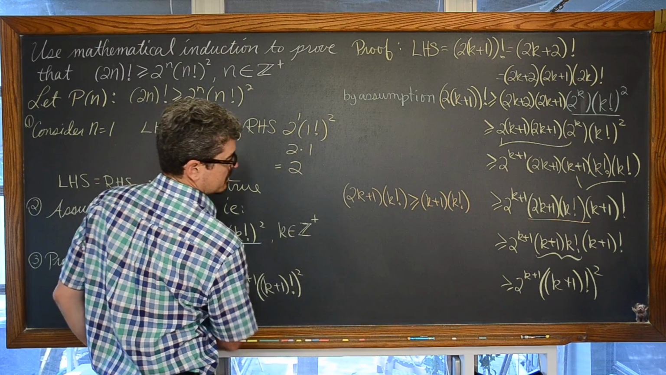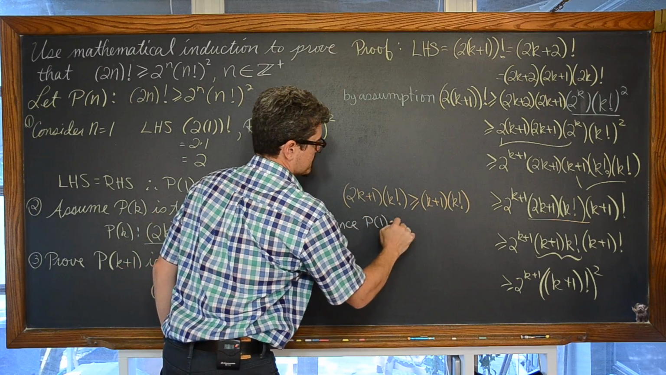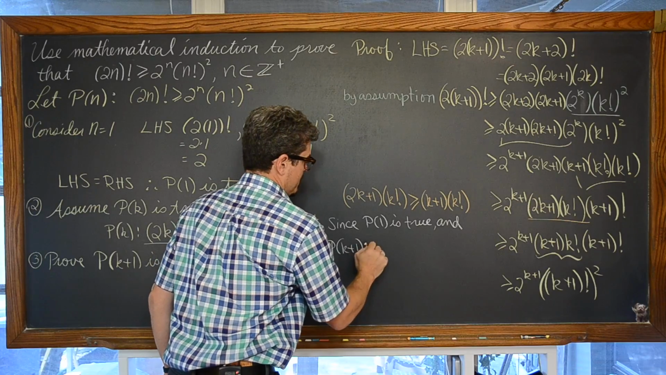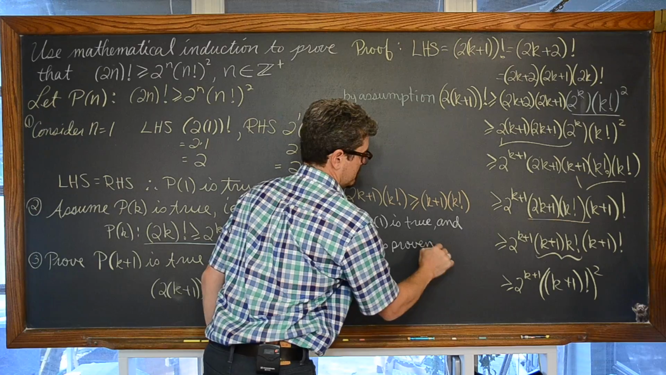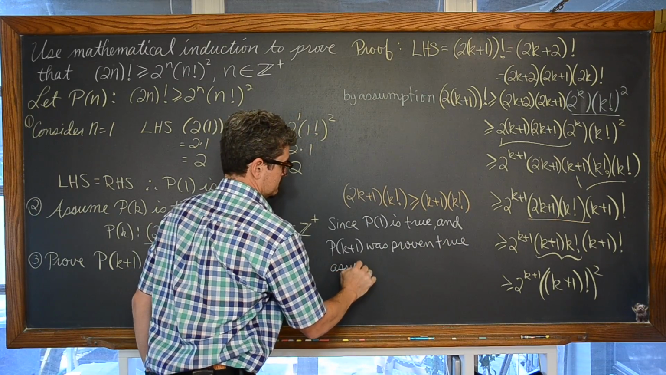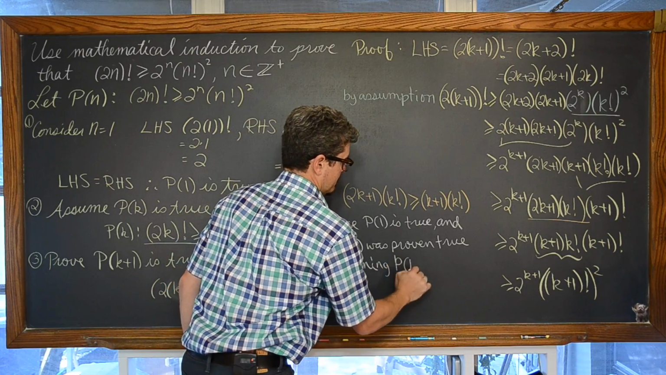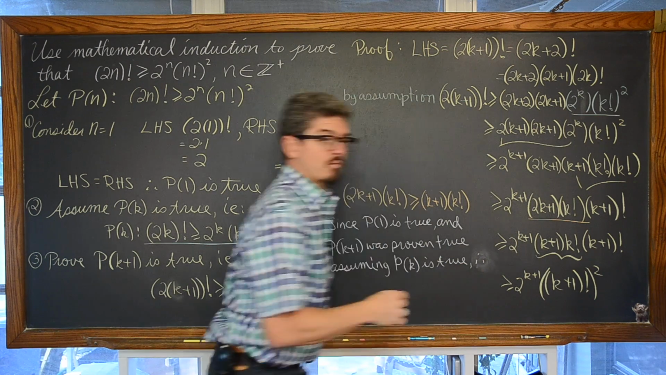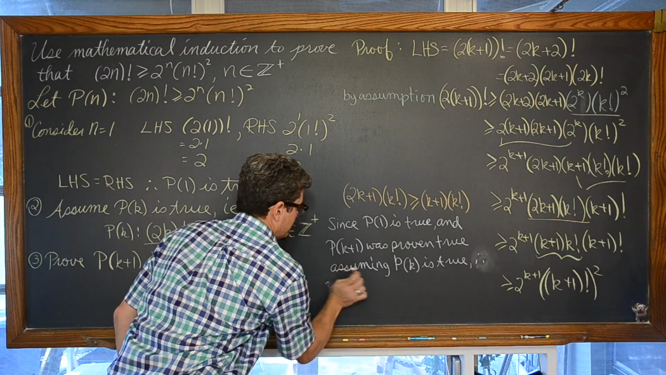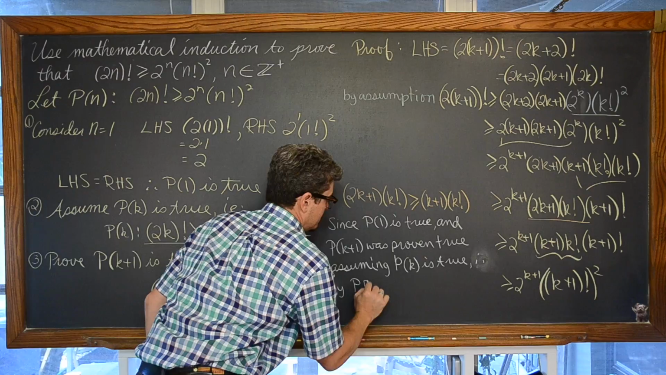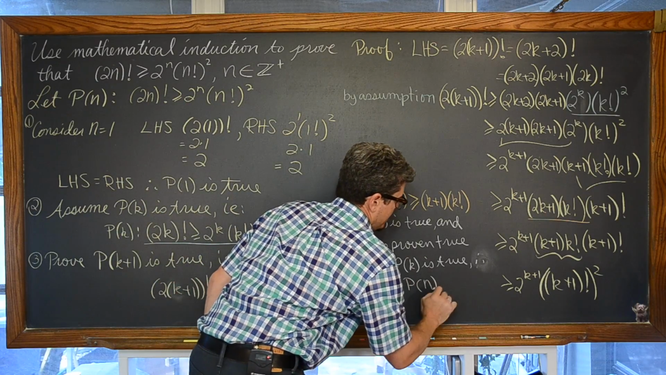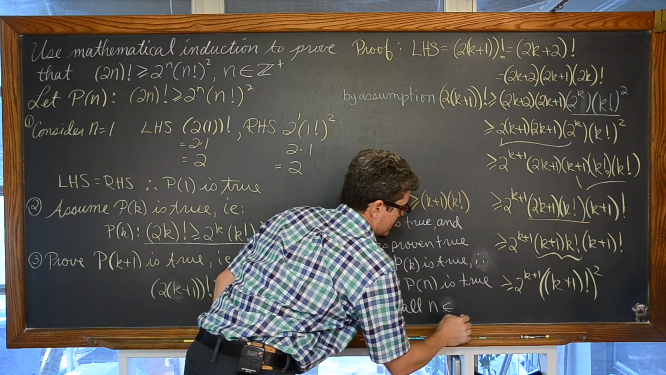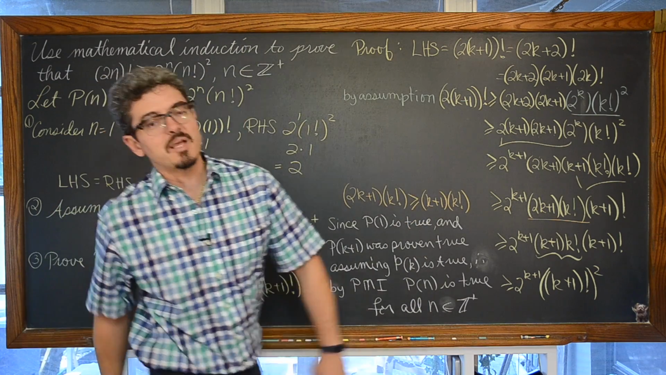So, since P(1) is true, was proven true, and P(k+1) was proven true, assuming or when P(k) is true, so therefore, by the principles of mathematical induction, P(n) is true for all n in the set of positive integers. And that is another example of an induction proof.